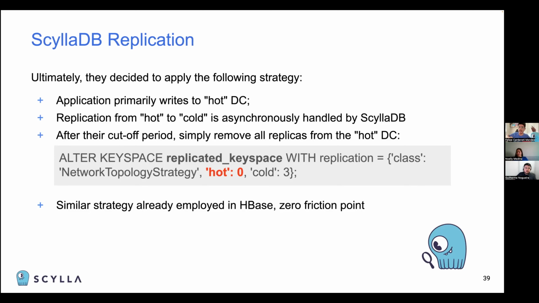But in order to evict the data from hot to cold, after some period of time, they would simply remove all replicas from the key space involved in the hot region, therefore making it only available within the hot one. And they actually explained the reason why they chose this path, which was because they already had employed similar mechanisms in HBase. So the switch would basically, for them at least, involve zero friction.